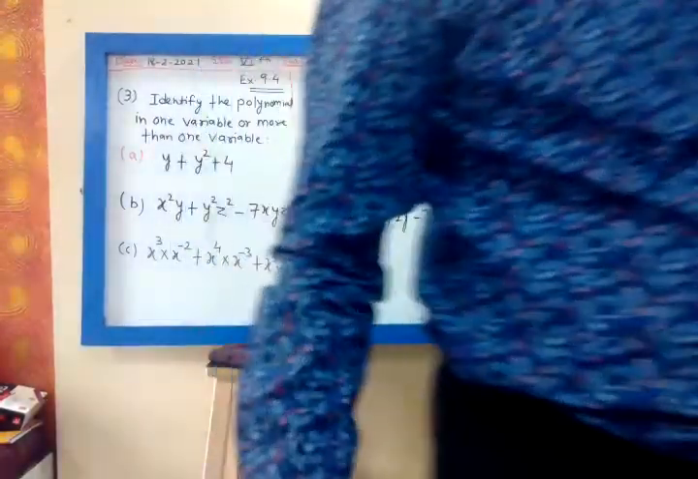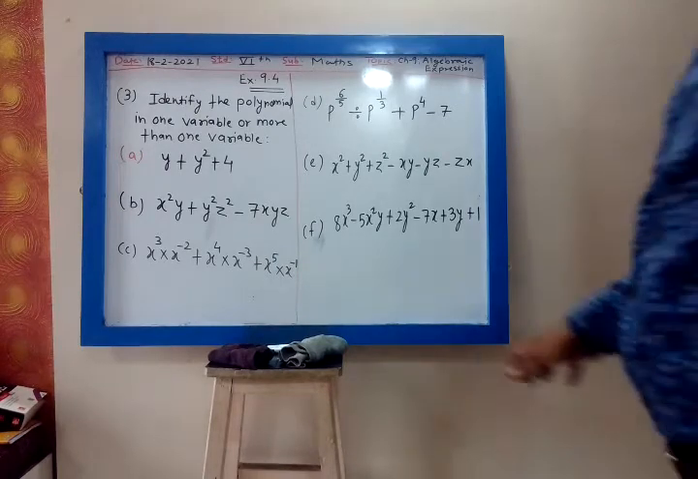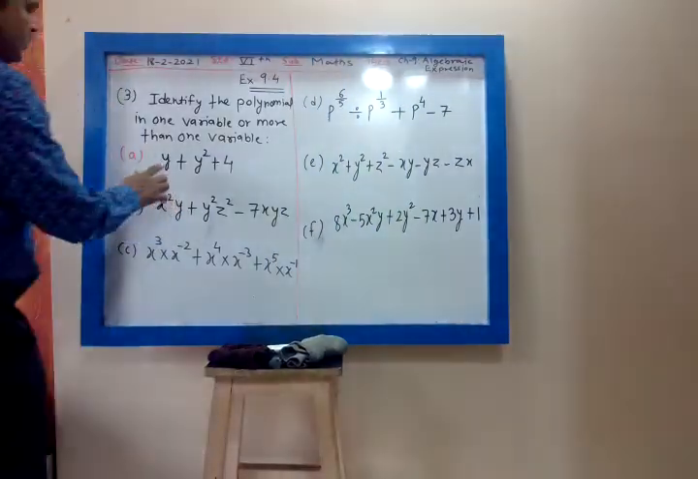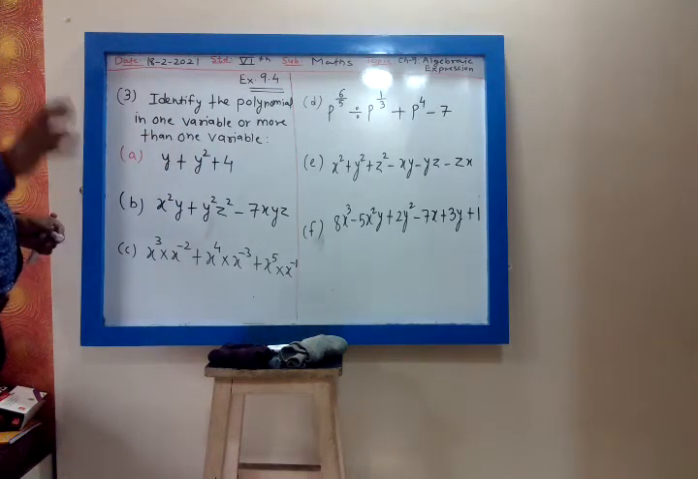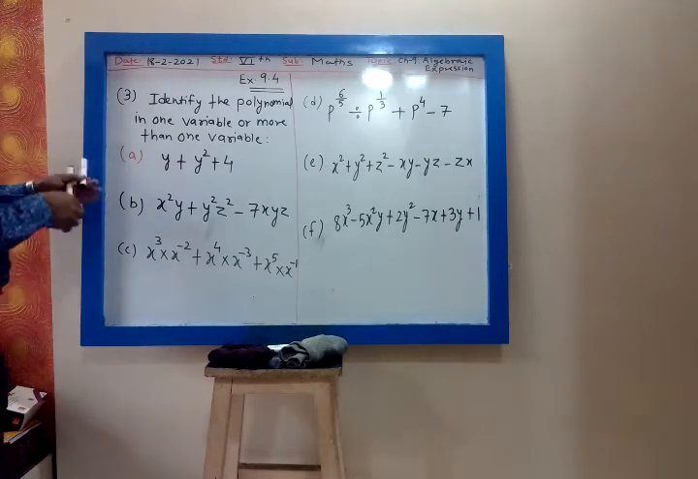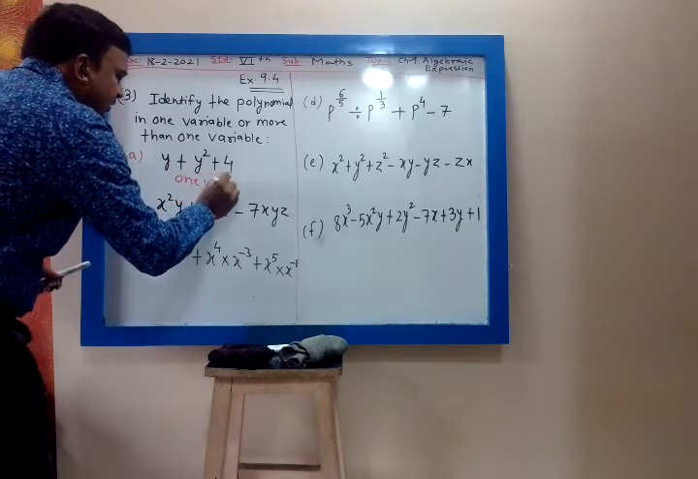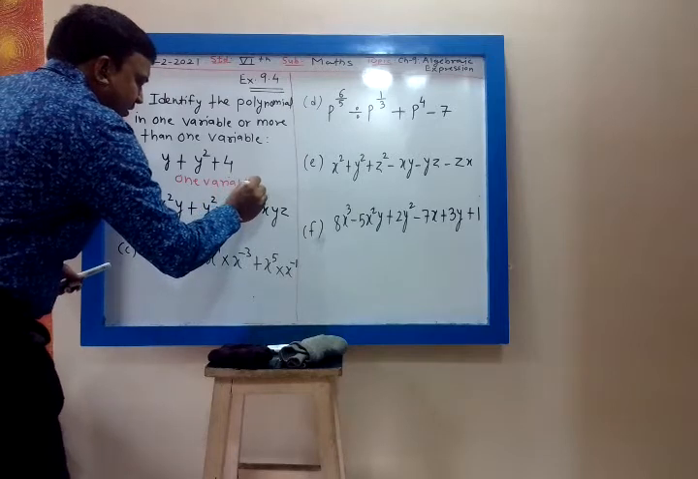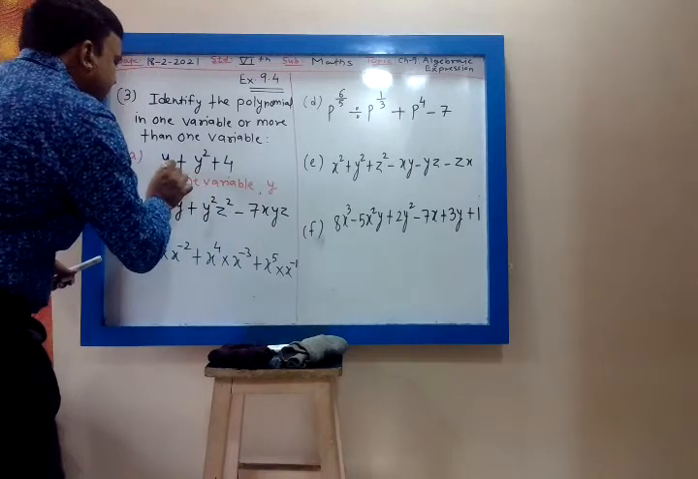Identify the polynomial in one variable or more than one variable. Y plus y square plus 4. Which variable can you see? Y. So y is one variable. So the answer is one variable, and that is y.